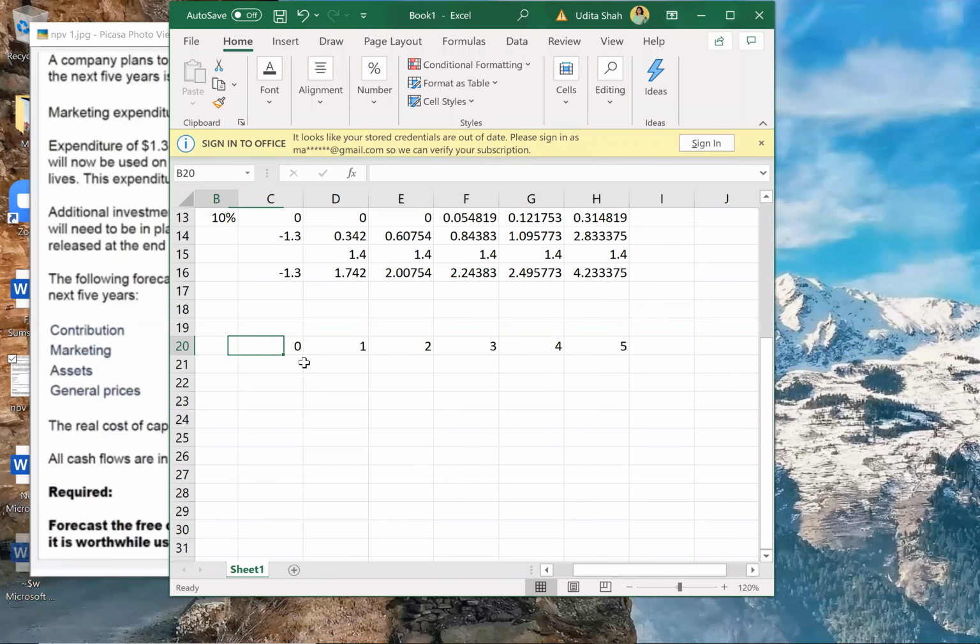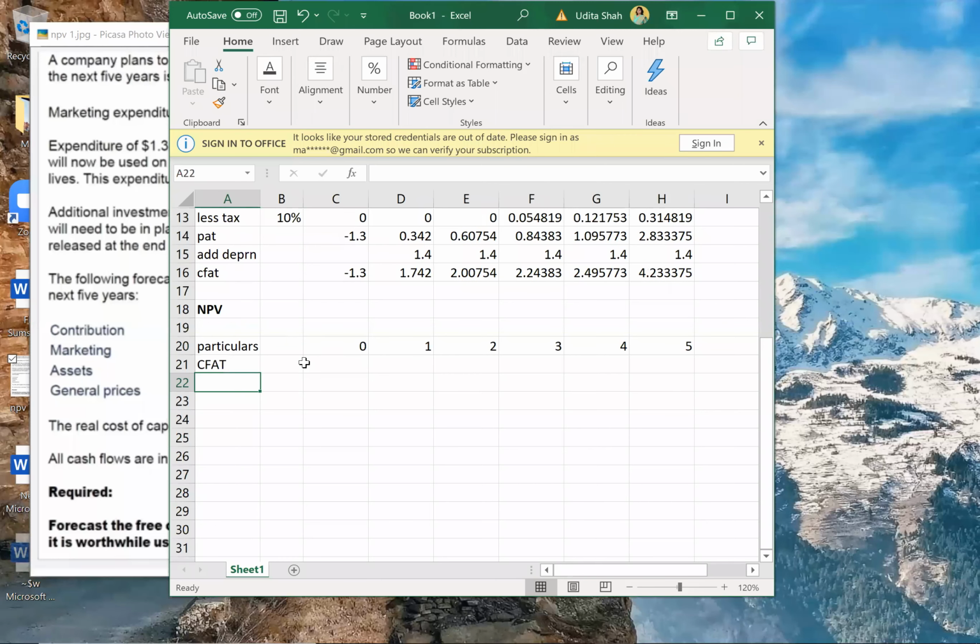So we'll start with our CFT. Then comes our working capital, then recovery of working capital, then salvage value. But in this problem there is no salvage value, but we'll still write it. One thing has remained: initial investment.